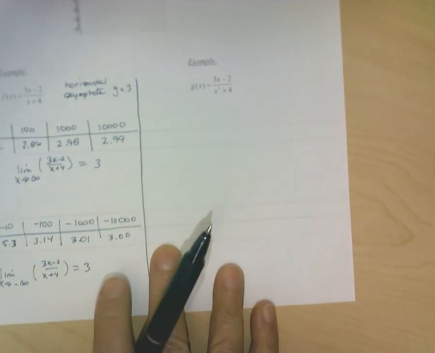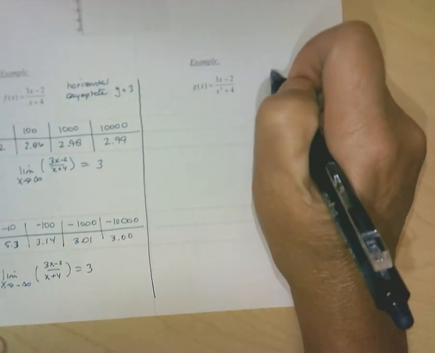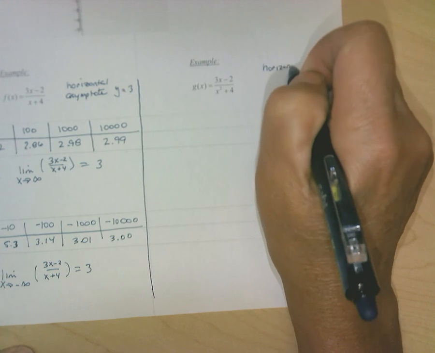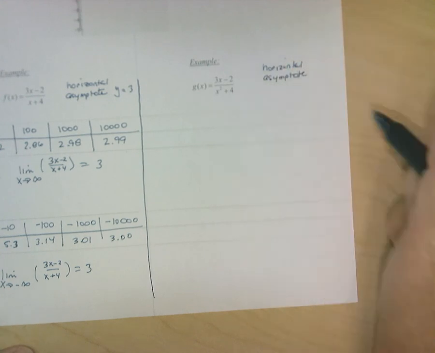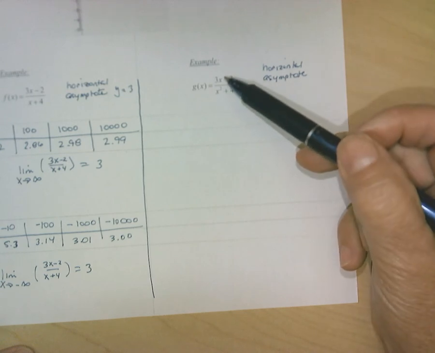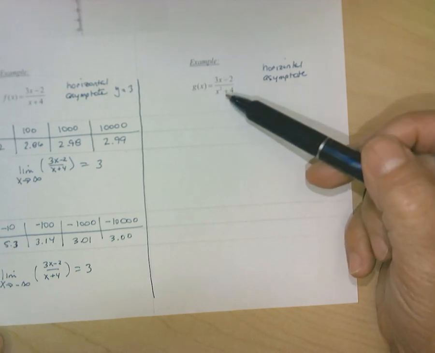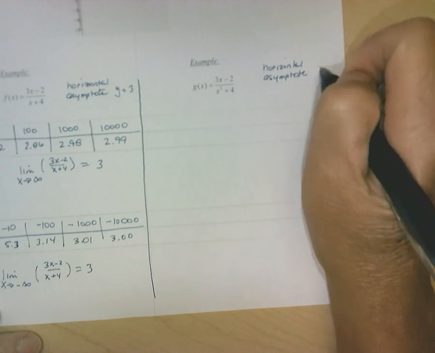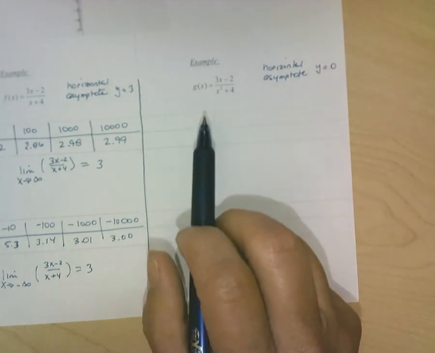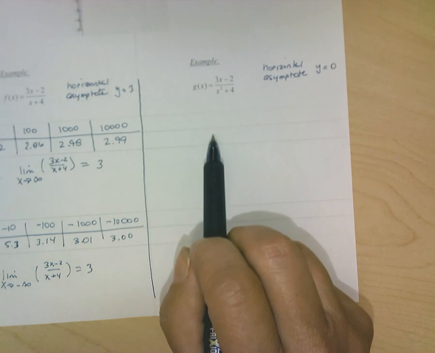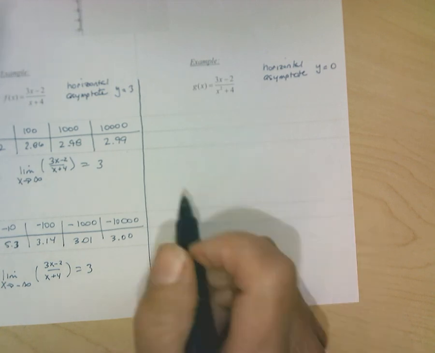So the next one that I've got, if you remember your horizontal asymptote rules, or you might need to look them up to refresh your memory, the degree in the numerator is a 1, the degree in the denominator is a 2. So my horizontal asymptote is going to be y equals 0. So when I do this, my horizontal asymptote is y equals 0. That's what my limit should be.